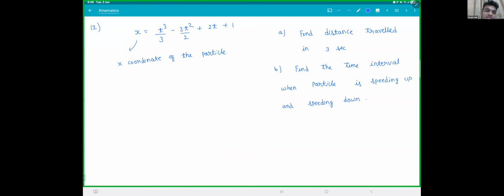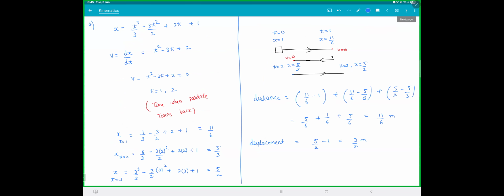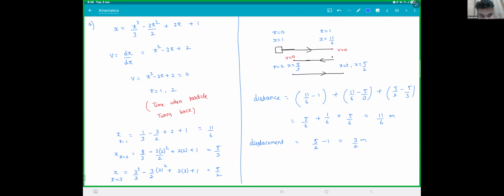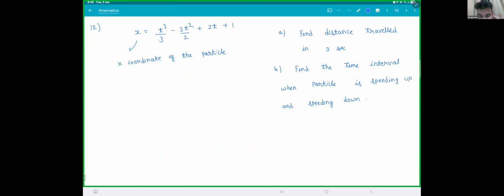Sir, can it also be expressed as the interval in which the double derivative has the same sign as the derivative? So isn't that simply acceleration and velocity that you're talking about? Yes, you just made it look more mathematical. We simply call it acceleration and velocity; you call it double derivative and first derivative. Yes.